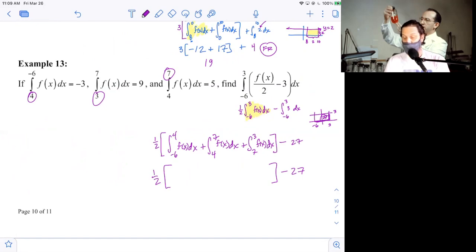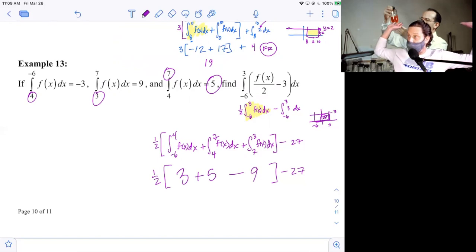Well, if 4 to -6 is -3, then -6 to 4 must be +3. Yeah. And what is it from 4 to 7? Well, that one was given. That's 5. We don't have to flip that one. What is it from 7 to 3? Well, if 3 to 7 is +9, 7 to 3 must be -9. And there's our answer right there.